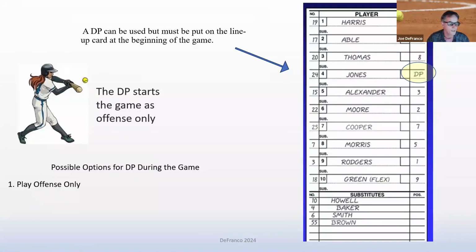Possible options for the DP are they can continue to play offense for the entire game. There's a scenario where they could play offense and defense at the same time. And the third scenario is they can leave the game and sit on the bench. The important thing is they have to at least play offense. At least play offense means offensive only, offense and defense, or nothing at all. There's never a scenario where they're playing just defense because they are an offensive player.